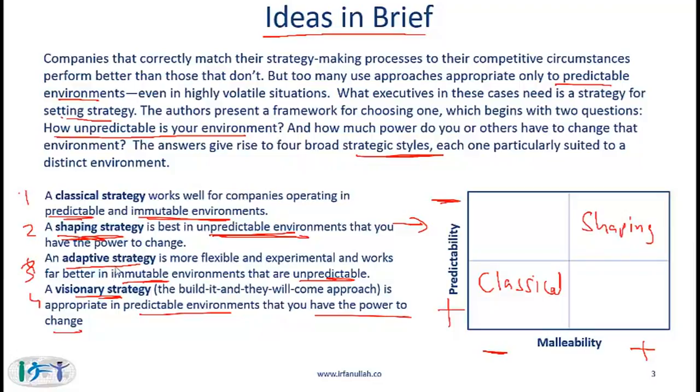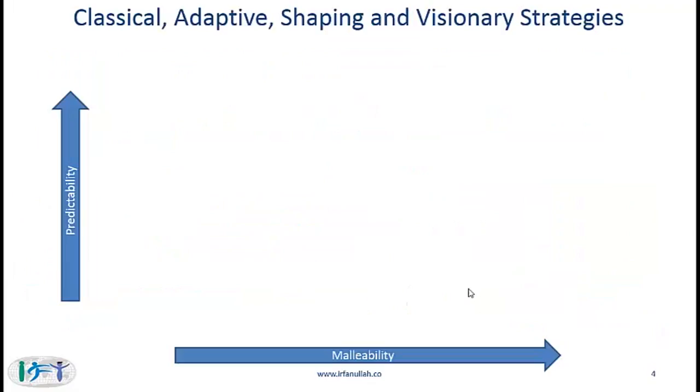An adaptive strategy is more flexible and experimental and works far better in immutable environments that are unpredictable. So immutable would mean the left half, and unpredictable would mean the top left segment. So this would be our adaptive strategy. And finally, bottom right would be visionary. A visionary strategy is appropriate in predictable environments that you have the power to change. So here we have the visionary strategy. Now let's take each of these strategies and dive into a little more detail.